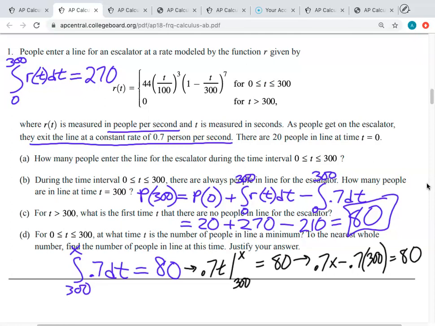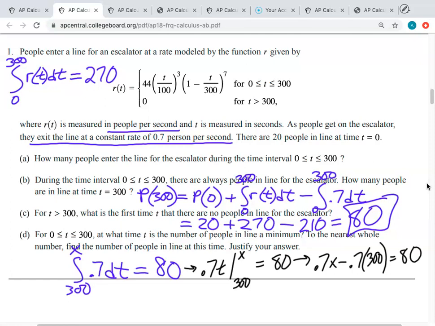To the nearest whole number, find the number of people in line at this time and justify your answer. We are doing a minimum. We're finding the minimum on a closed interval from 0 to 300, which means we need to find our derivative, find our critical numbers, and test our critical numbers and our endpoints, right? Don't we already have a derivative? Do we already have a derivative?